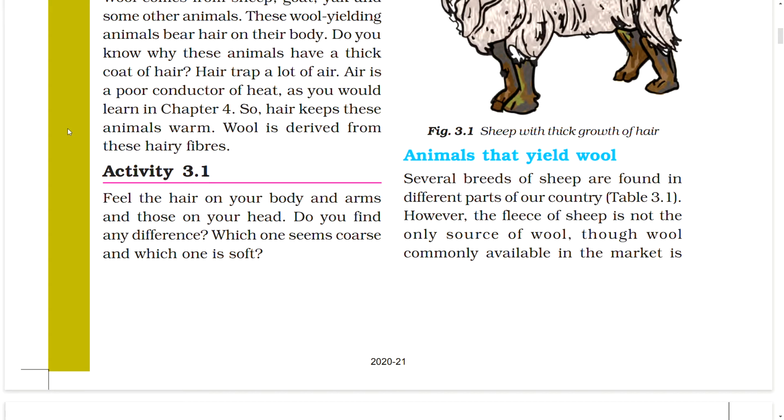Activity 3.1. Do this. Feel the hair on your body and arms and those on your head. Do you find any difference? Which one seems coarse and which one is soft?